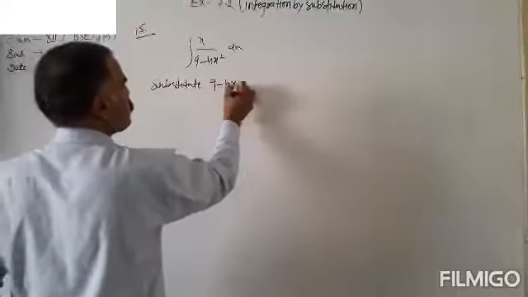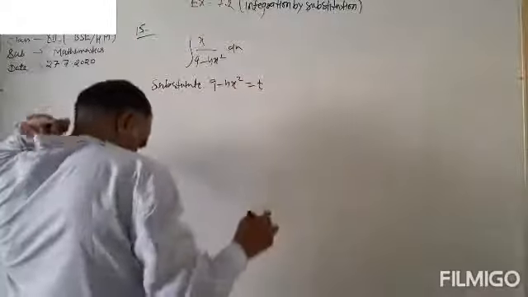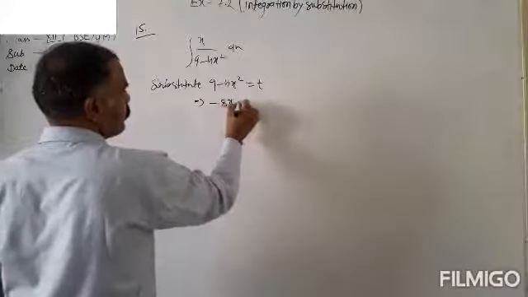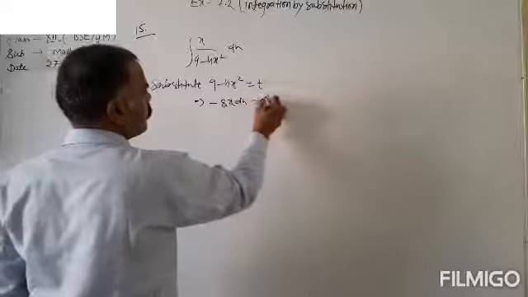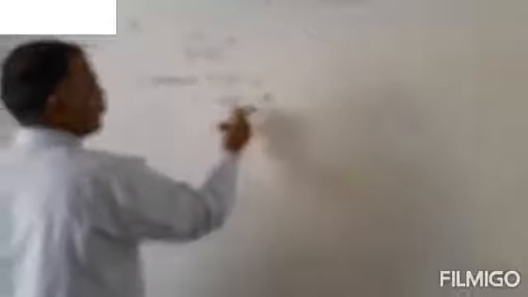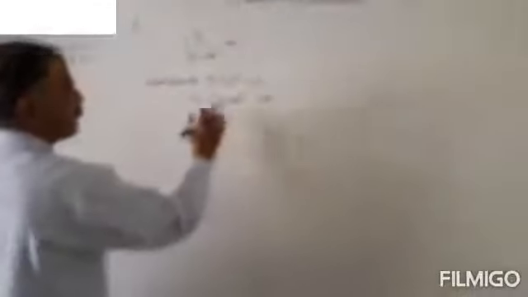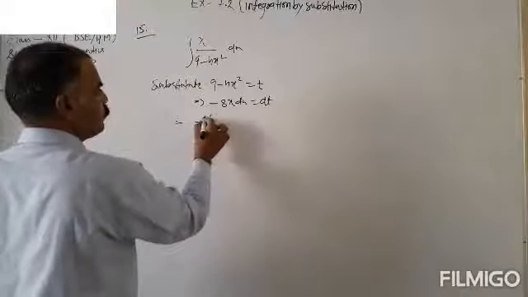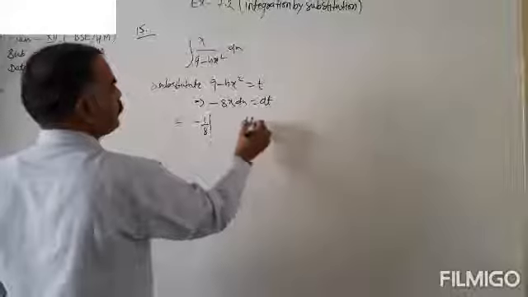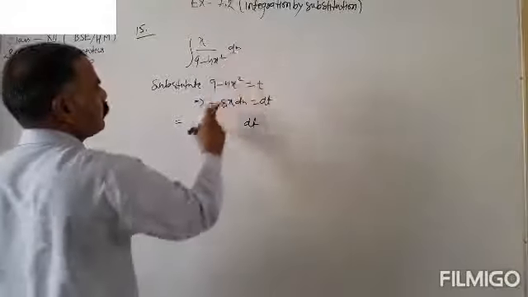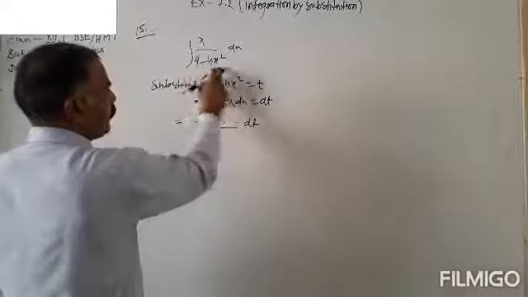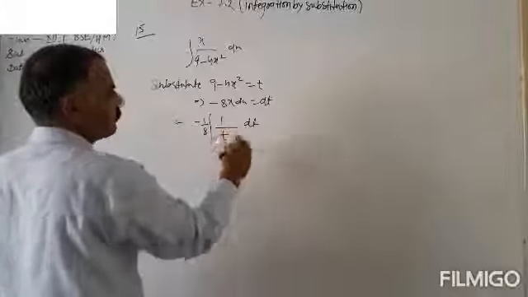9 minus 4x square is equal to t. This gives minus 8x dx is equal to dt. So x dx is equal to minus 1 by 8 dt.